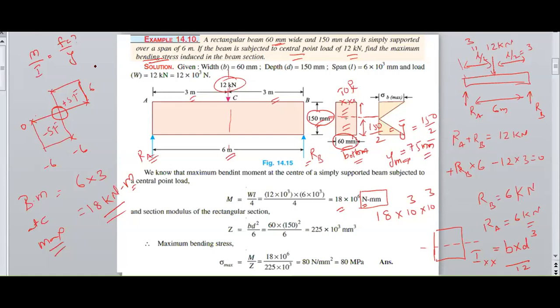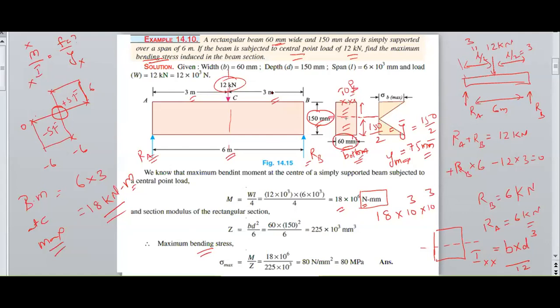So I can substitute now. I know the value of M, I know the Ixx value, I know the y value maximum. So I can substitute the values and I can find the f. That is nothing but the bending stress. The maximum bending stress at the topmost layers and at the bottommost layers are similar.